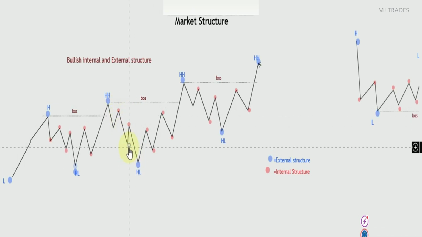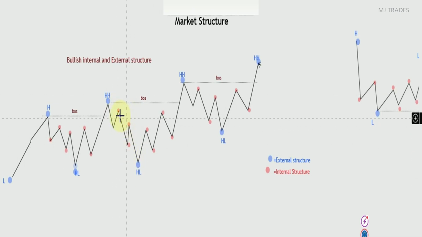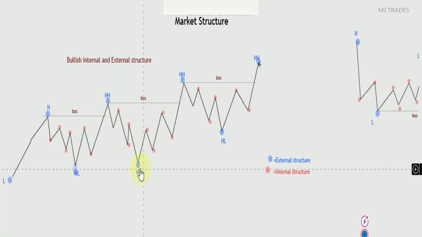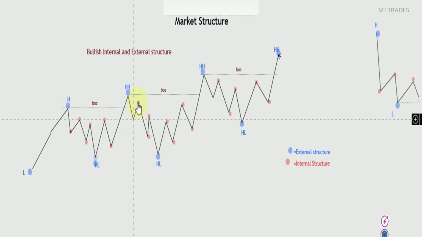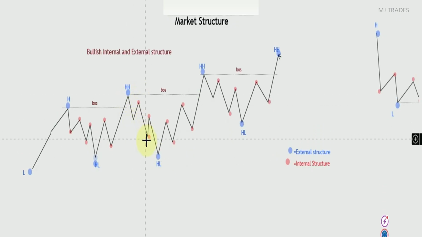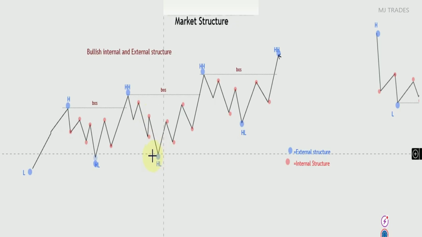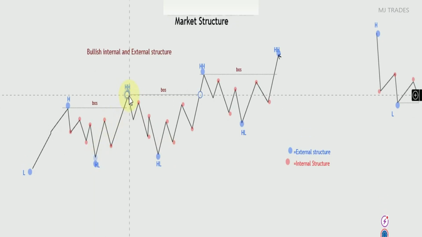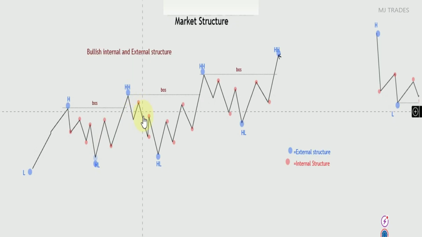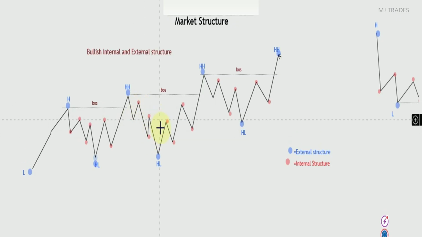So all these ones that I mark in red are the internal structures. These ones that I marked in blue are the external structures. So the internal ones are the series of higher highs and higher lows, higher highs, higher lows that the market created inside the external structure. From here to here is the external structure. Whatever happens in between this external structure is the internal structures.